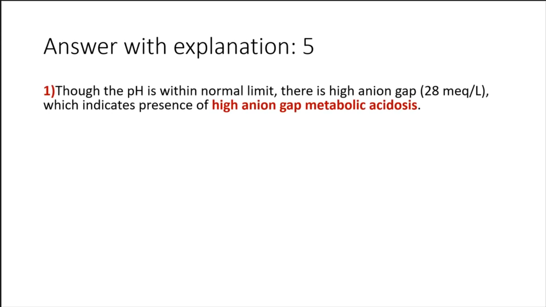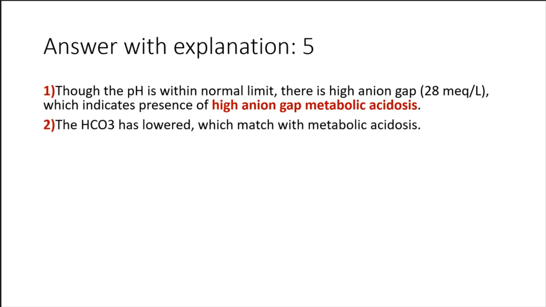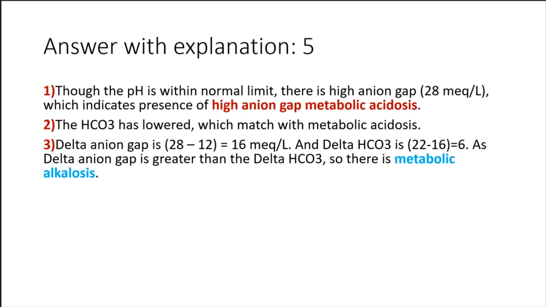Though the pH is within normal limit, there is high anion gap, 28 milliequivalent per liter, which indicates presence of high anion gap metabolic acidosis. 2. The HCO3 or bicarbonate has lowered, which matches with metabolic acidosis. 3. Delta anion gap is 28 minus 12 equals 16 milliequivalent per liter. And delta HCO3 or bicarbonate is 22 minus 16 equals 6. As delta anion gap is greater than the delta HCO3 or bicarbonate, there is metabolic alkalosis.